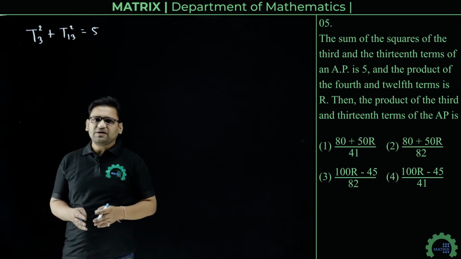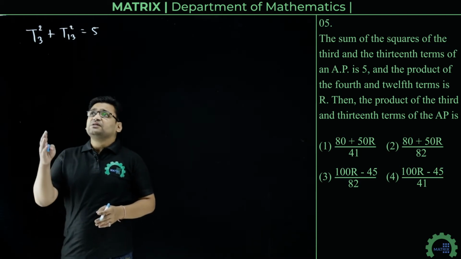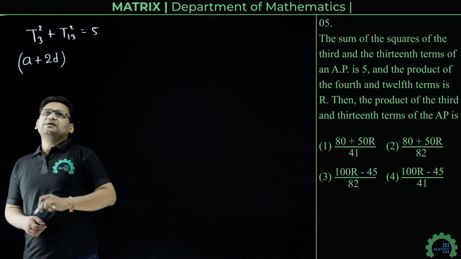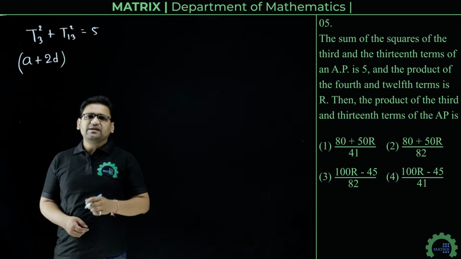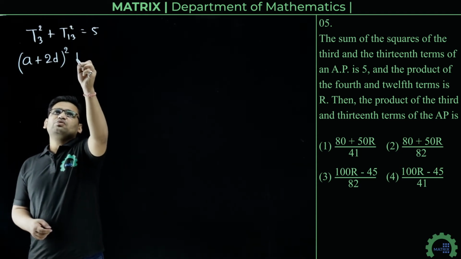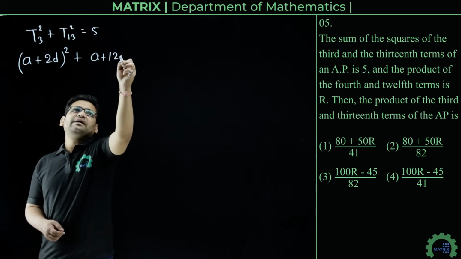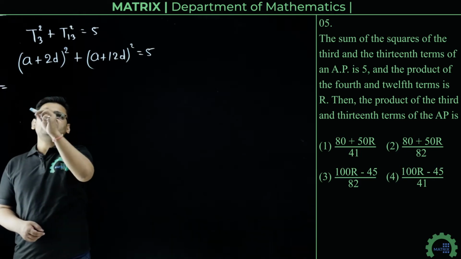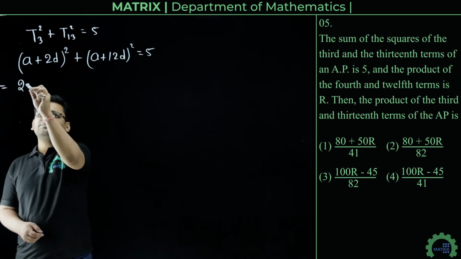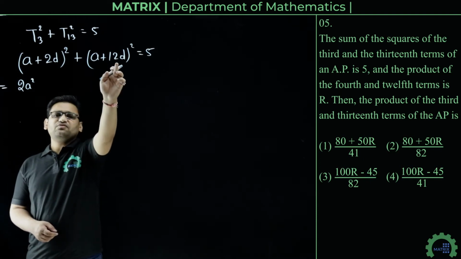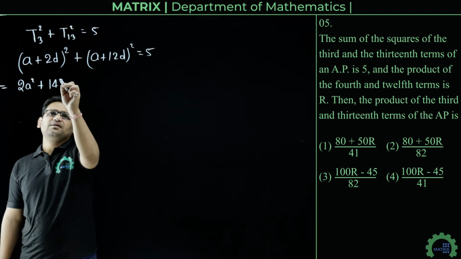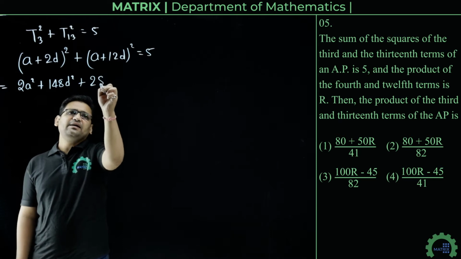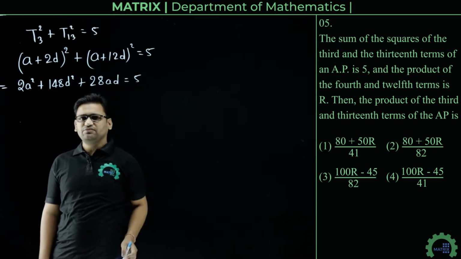We know that nth term of an AP is A plus n minus 1 into D. So third term will be A plus 2D, where A is the first term and D is the common difference of the AP. So it is (A plus 2D) square, and 13th term will be (A plus 12D) square. That is equals to 5. On simplifying this, we get A square plus A square, that is 2A square, 4D square plus 144D square, that is 148D square, and 4AD and 24AD, that is 28AD, that will be equals to 5.